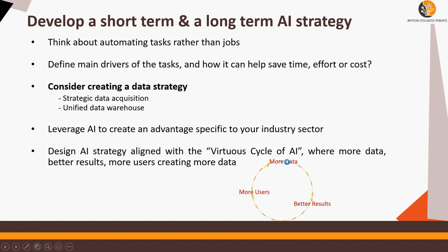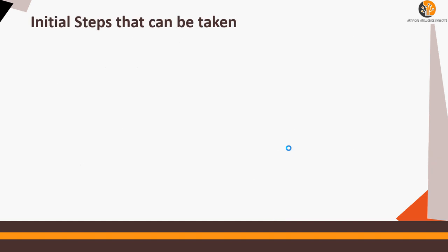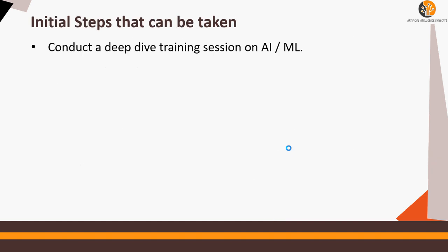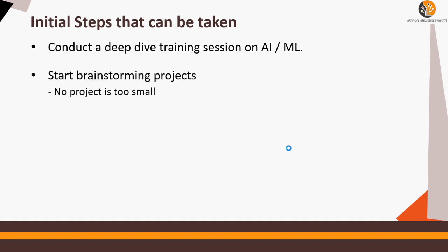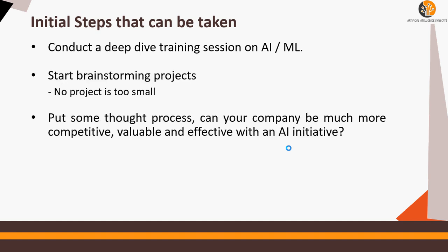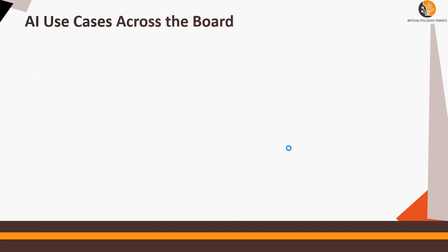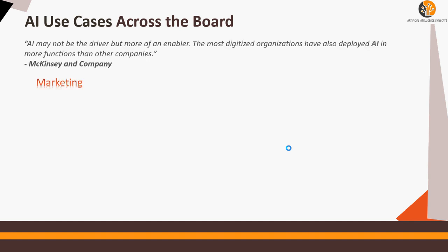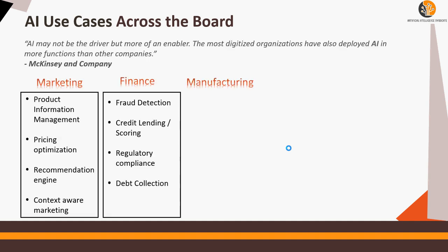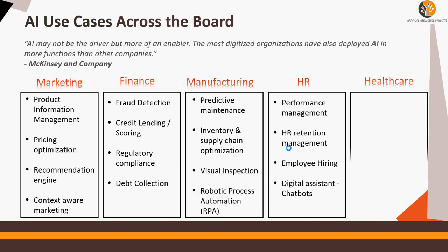Now, initial steps which you can take today: conduct a deep dive training session, start brainstorming projects, put some thought process. How can your company be much more competitive, valuable, and effective with an AI initiative? Hire a few machine learning and data science people to help, and then discuss with the CEO and business the possibility of AI transformation. There are multiple use cases across the board for marketing, finance, manufacturing, HR, and healthcare. You may want to start with one of these, or there are multiple others available.